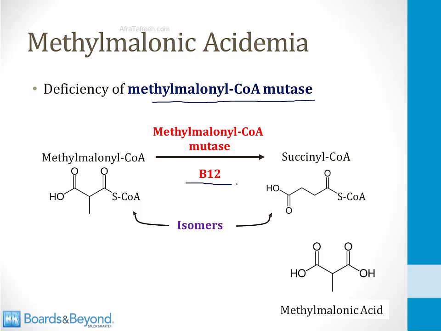This is a vitamin B12 dependent enzyme that converts methylmalonyl-CoA into succinyl-CoA. Methylmalonyl-CoA and succinyl-CoA are isomers. They have the same chemical structure. The atoms are just arranged differently. So if a baby is deficient in methylmalonyl-CoA mutase, the levels of methylmalonyl-CoA will build up, methylmalonic acid will dissociate, and you will have high levels of methylmalonic acid in the plasma and urine.